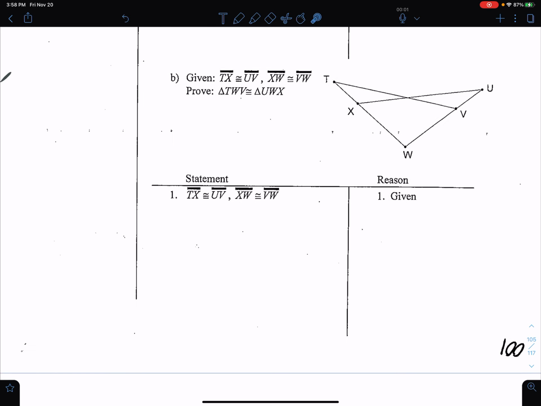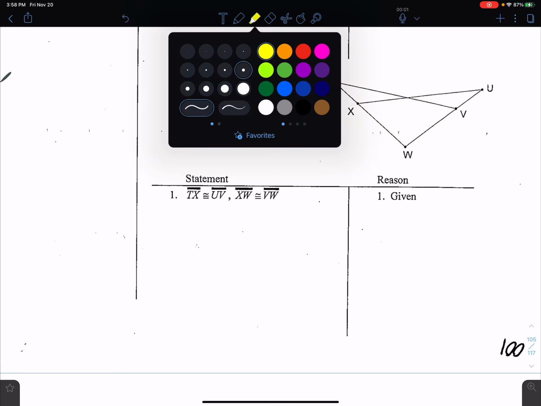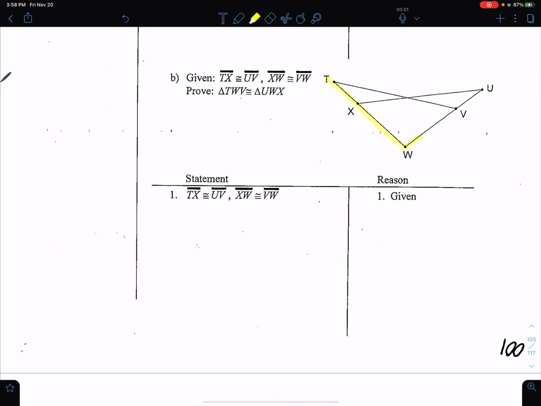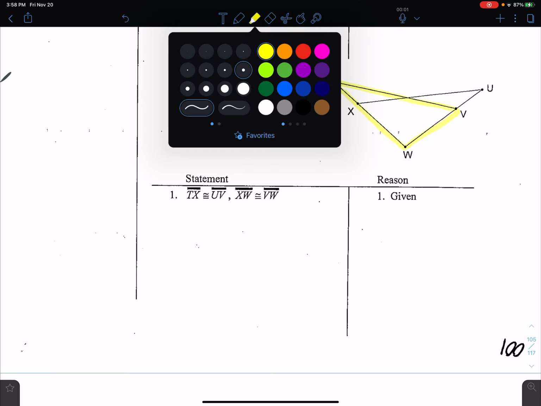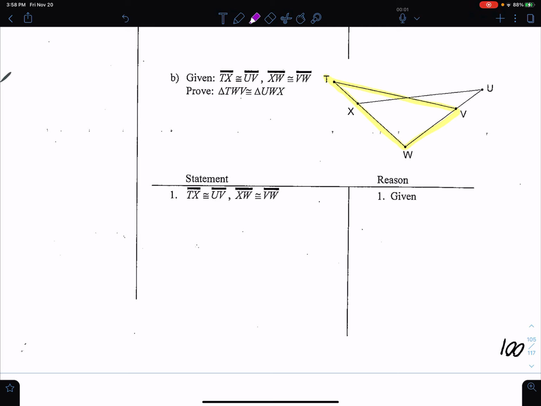Example letter B here, what we're tasked to do is identify that triangle TWV, and then the other triangle that they're trying to identify is UWX. So we can see that there are some overlapping triangles here.